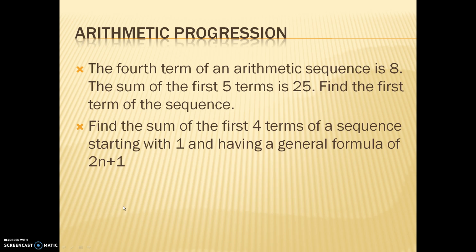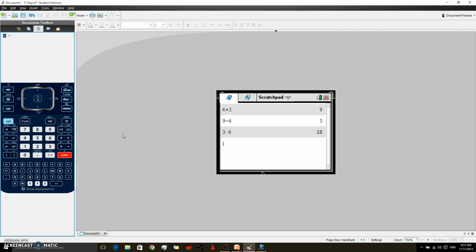Right, now let's move on to the next question. Find the sum of the first 4 terms of a sequence starting with 1 and having a general formula of 2n plus 1. So in order to solve this question, head back to your calculator.